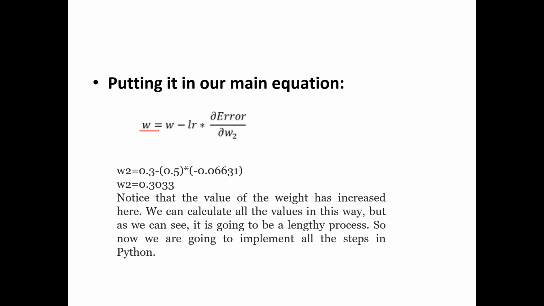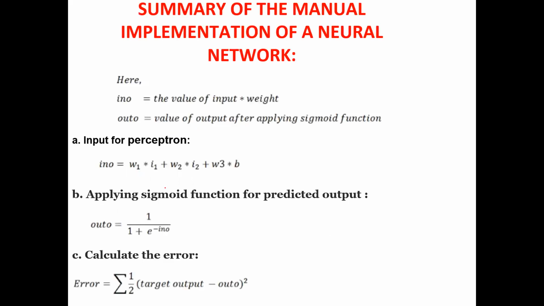This W is called the old weight value, and this W is called the new weight value. New weight value equals old weight value minus learning rate into ∂error/∂W. So the new weight value here we found is 0.303. We have to repeat this weight adjustment over different iterations until we get the optimized weight that reduces the error value. Then we will see how to implement backpropagation using a Perceptron in Python code.